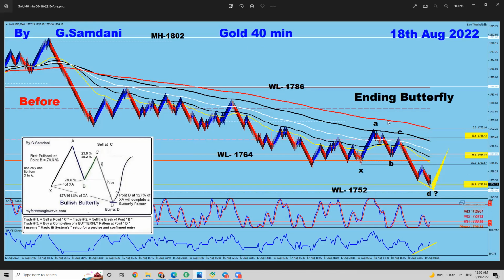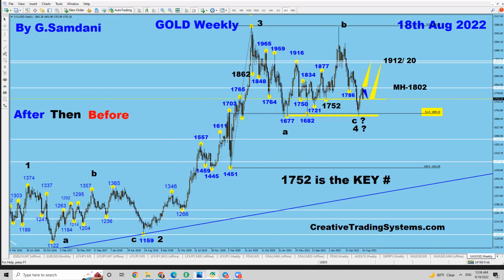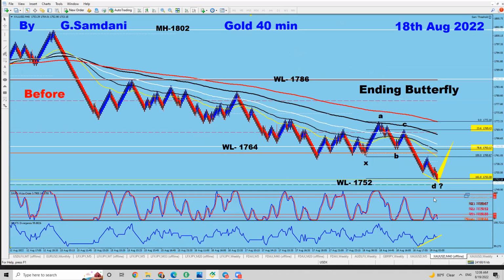And what is happening here? What is this X, A, B, C, D? Look at it on your left. This is the butterfly pattern. I call it the ending butterfly, because usually it ends the move, either up or down. So this is the down move from 1802 all the way down to 1752, and this is what it's making. So now the live chart is this, the 40 minutes. See, it's coming nicely.